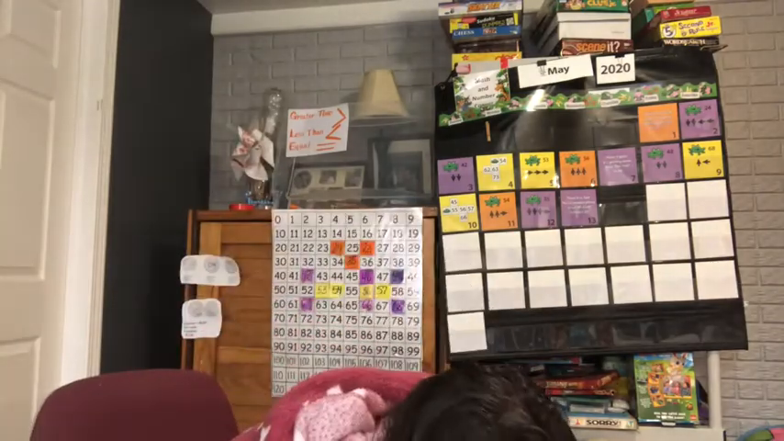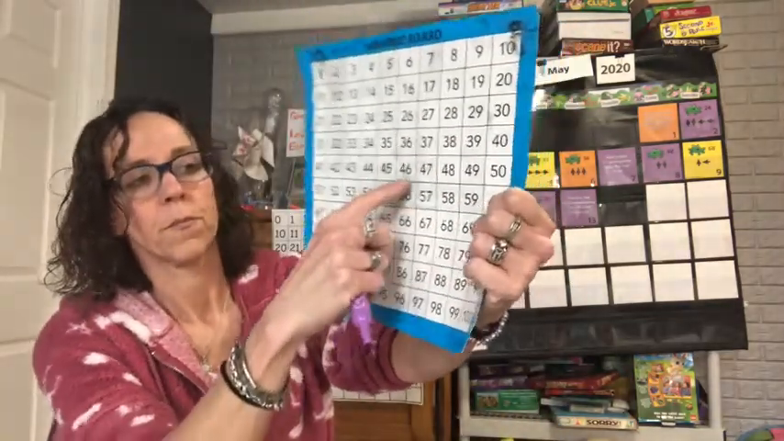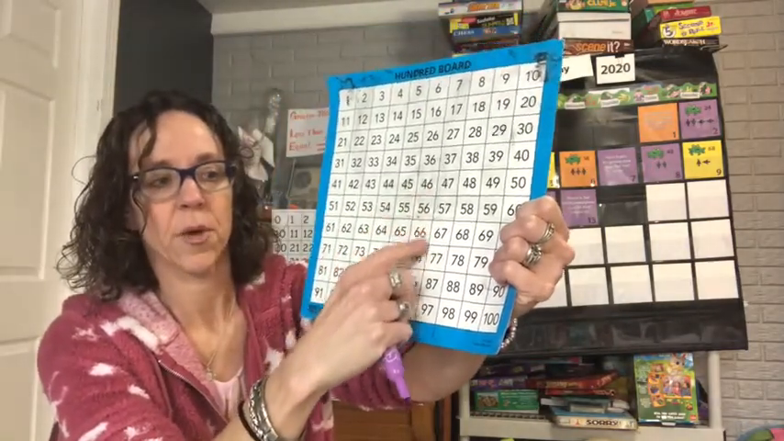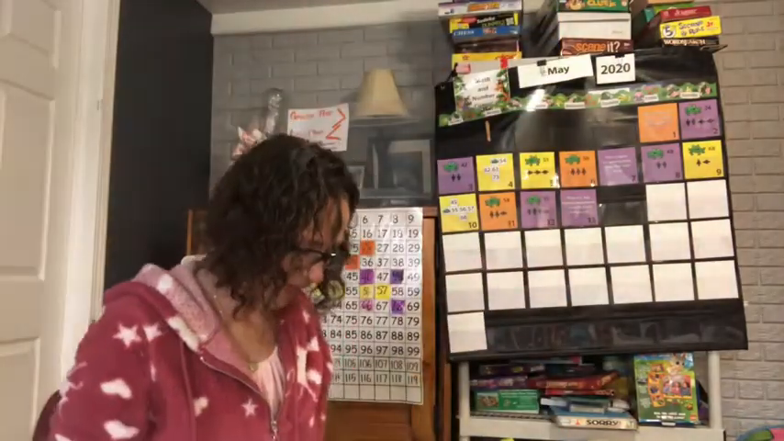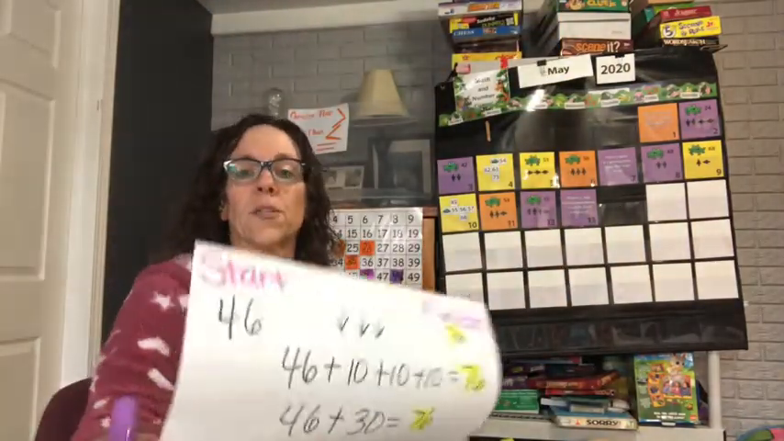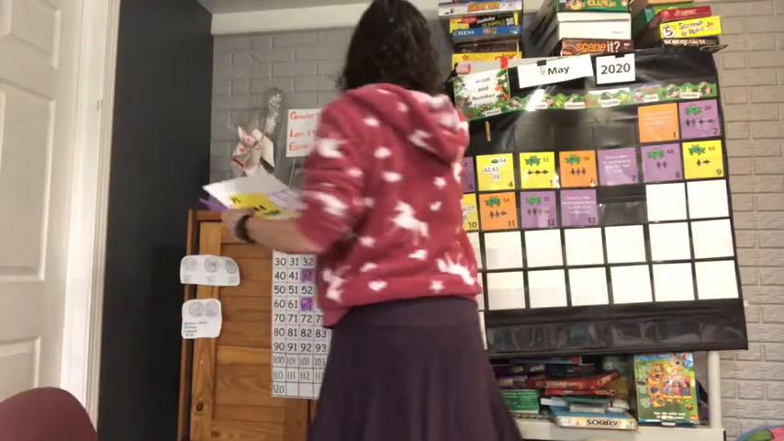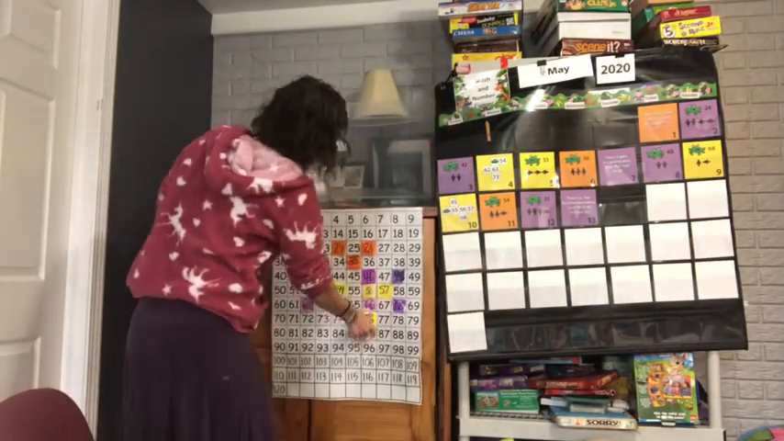So let's look at the number grid. Here we are at 46. There's 46, and we're going down 30. 10, 20, 30. What are we landing on? You're right, 76. Our start number was 46, and our finish number today is 76. So we are gonna put a 76 on the number grid.